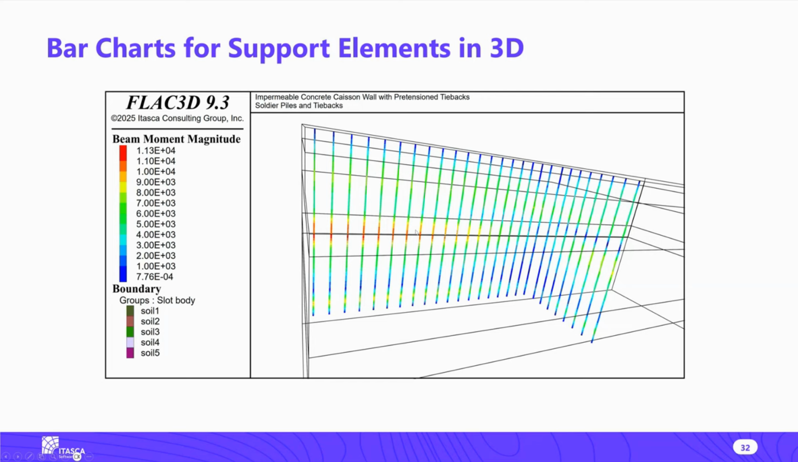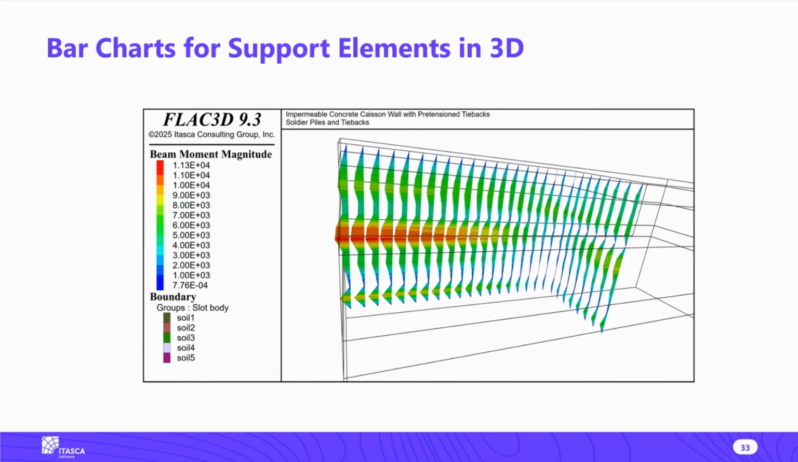And what we've added in 9.3 is the ability to plot these as bar charts. And so this is just a nice way to be able to visualize what's happening with a little more clarity. You can see, obviously the bar sizes are scaled to the moments in this case, but you could do the same thing with axial forces and so on. So this is just a nice little new feature in 9.3.